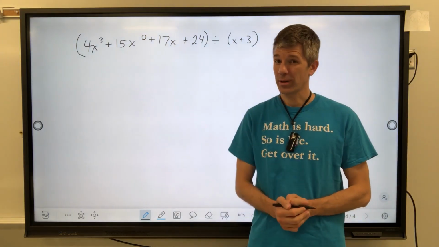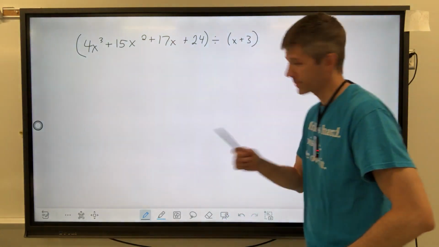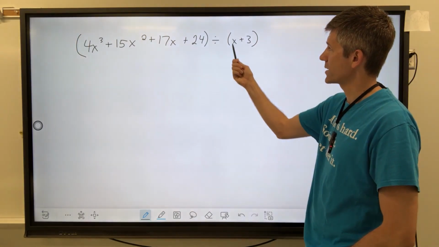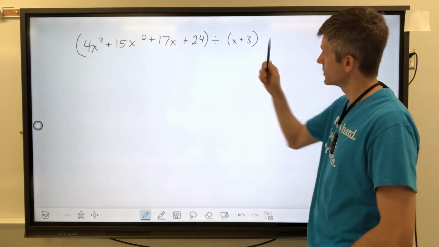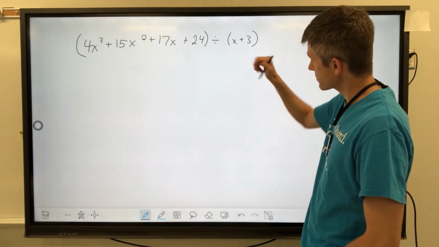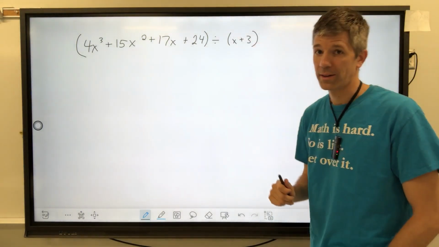And there is a shortcut that works when, check this out, this is a linear term, and that coefficient is 1. So this is a linear term that we're dividing by. So our divisor is linear, and there's an understood 1 in the front.